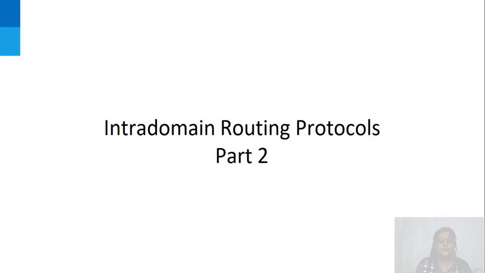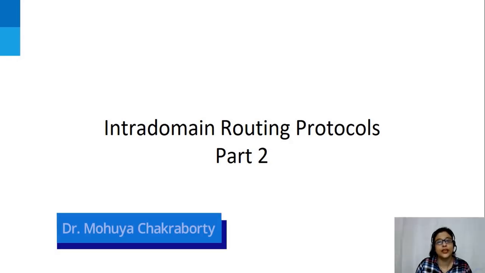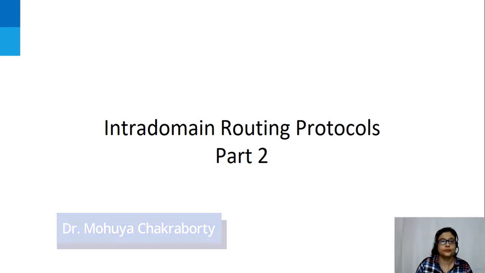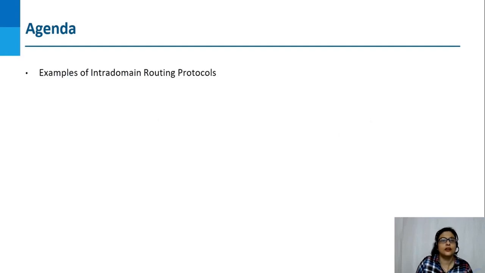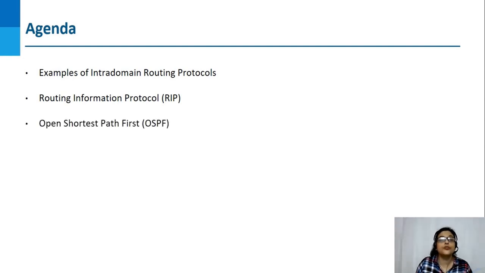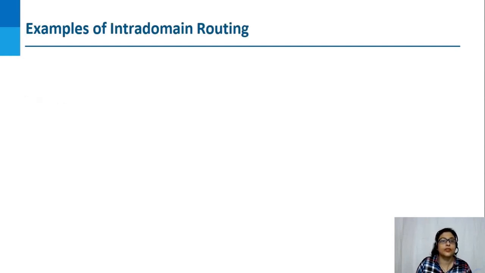Hello, welcome back to the lecture series on network layer protocols of the internet model. In this video, we are going to learn about intra-domain routing protocols part 2. So what is the agenda? We will look into some of the examples of intra-domain routing protocols. Routing information protocol or RIP, which is based on distance vector routing, will be discussed here in the beginning. After that, open shortest path first or OSPF, which is based on link state routing, will be discussed next.